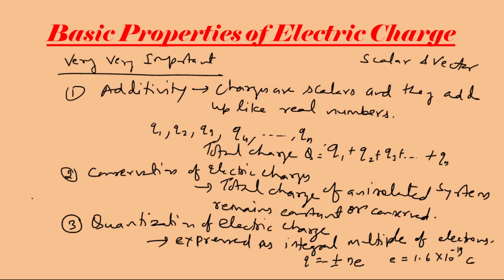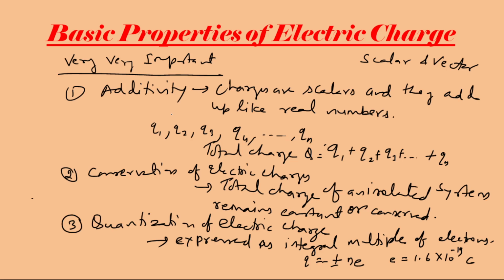Now basic properties of electric charge. First is additivity, which means charges can be added like real numbers. Total charge remains constant, so all the charges can be added together. Total charge Q is equal to Q1 plus Q2 plus Q3 plus up to Qn. Conservation of electric charges: total charge of an isolated system remains constant or conserved. If I am giving 20 Coulomb of charge as input, I cannot get 30 or 50 Coulomb. Maximum 20 Coulomb only I will get, or even less.